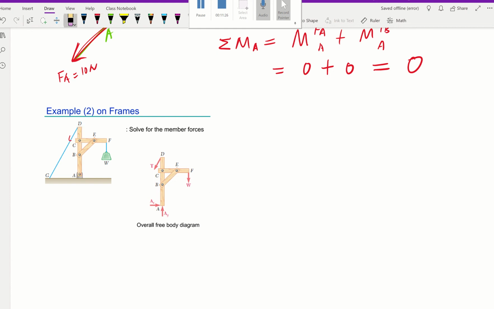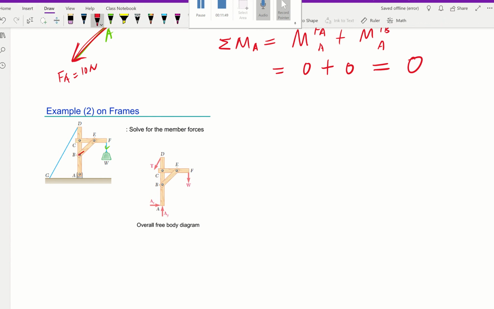Now let's look at CEF. There's a force at F because the weight is pulling it down, and there's a support at C, so it's a pinned support. There's a support at E, that's a pinned support. The 3 locations. Again, that's out. CEF is not a two force member. Now let's look at the last one.